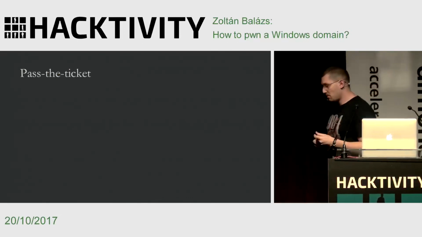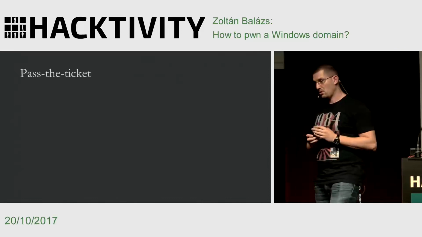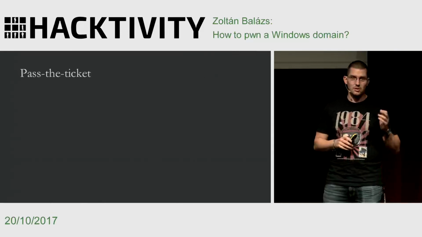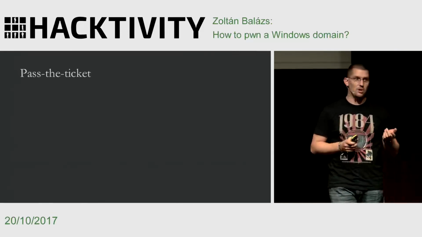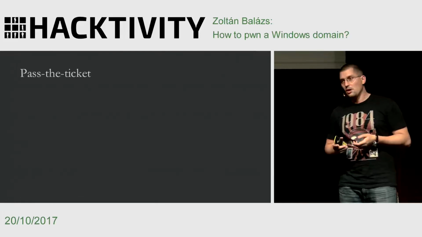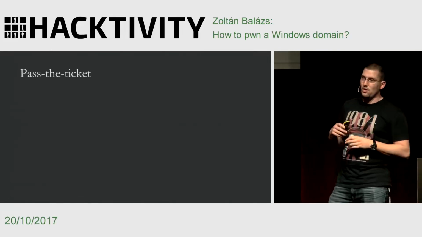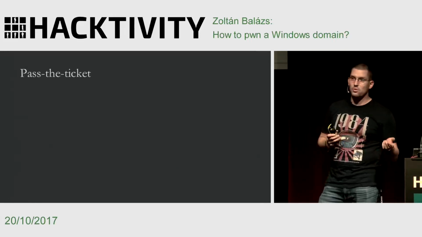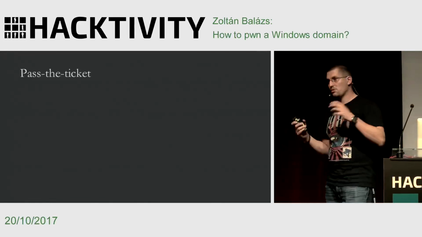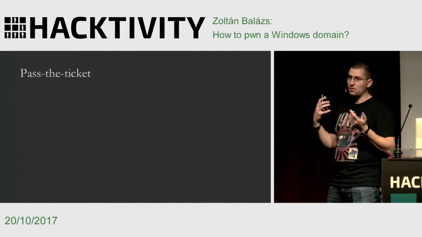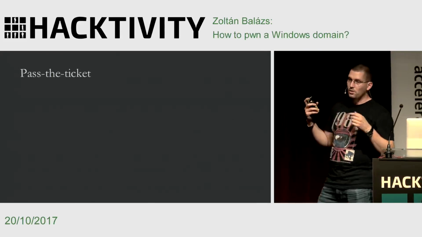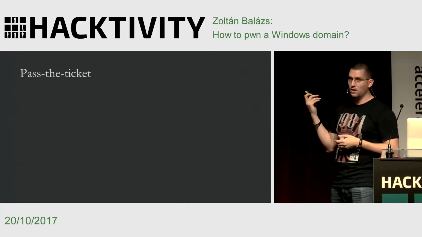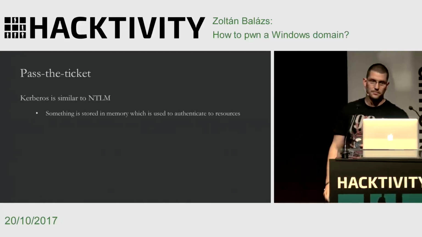And what is Pass the Ticket? The Pass the Hash attack is about NTLM authentication, and sometimes it's not NTLM that is used in a Windows domain, but the Kerberos protocol. These are totally different protocols in the way they work, but from an attacker's point of view, they are the same, because for both pass the hash in NTLM and pass the ticket in Kerberos, there is something in the memory which the attacker can grab and reuse to authenticate to other services.